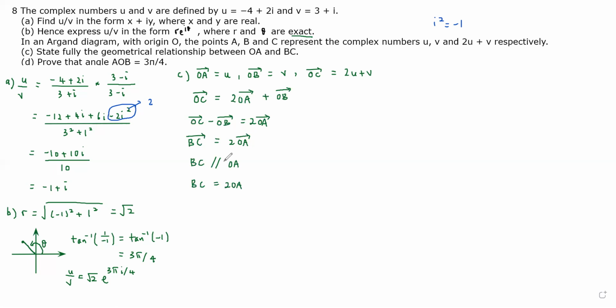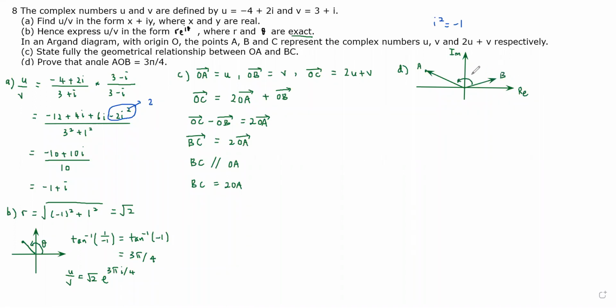For part D, you need to prove that angle AOB is 3 pi over 4. If we look at the Argand diagram, OA is vector u, which is the complex number u, which is -4 + 2i. So this is point A, and we have vector OA in this manner. And vector OB is complex number v, which is 3 + i. So we have point B, and vector OB.